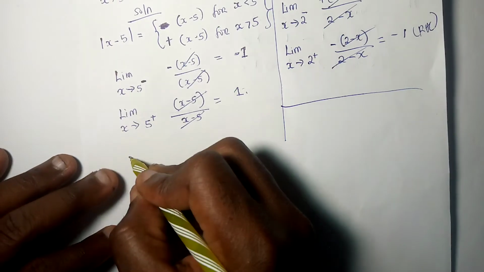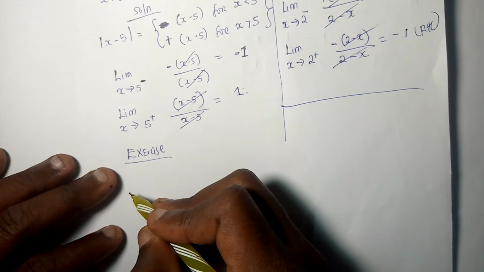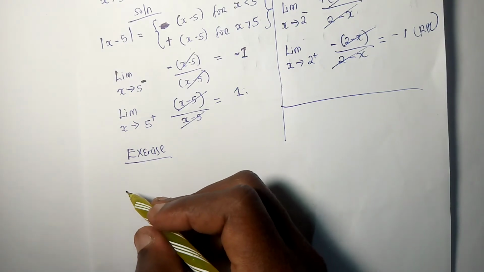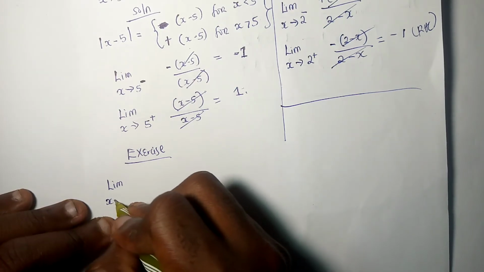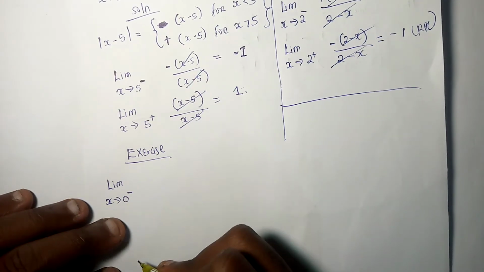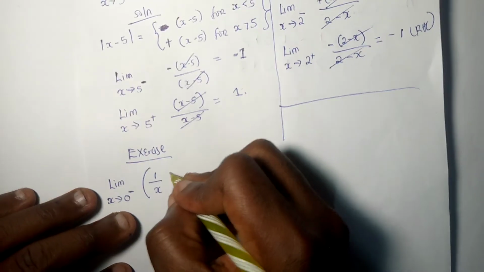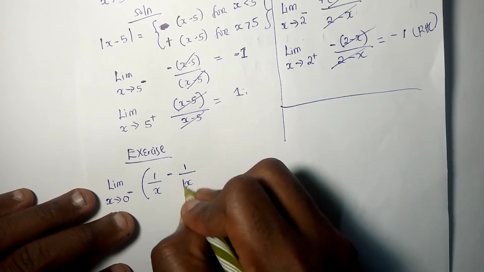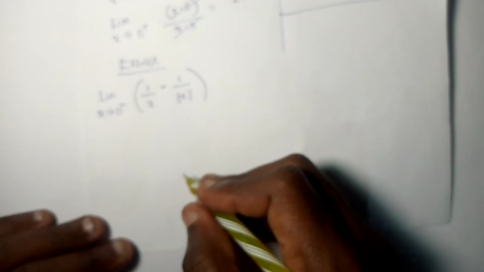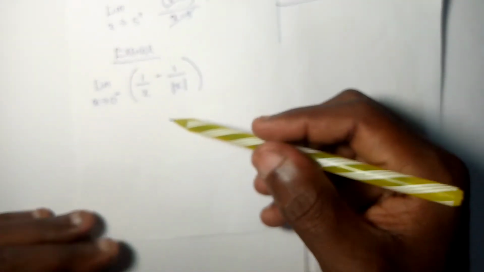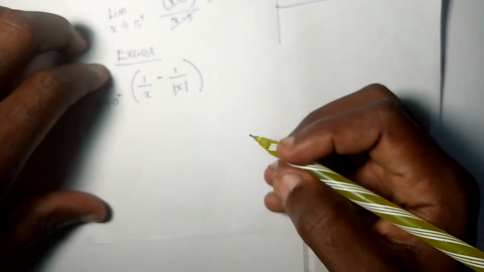So then we are going to take an exercise at this point. So try solving this question. You're told to evaluate the following limit. So it is the limit as x approaches 0, that direction has been specified in this case, of 1 over x minus 1 over absolute x. All right, so take your time and try to solve this before we solve it together.